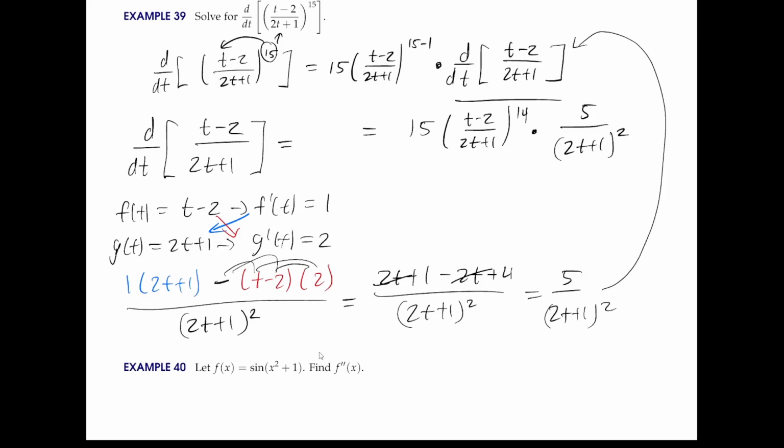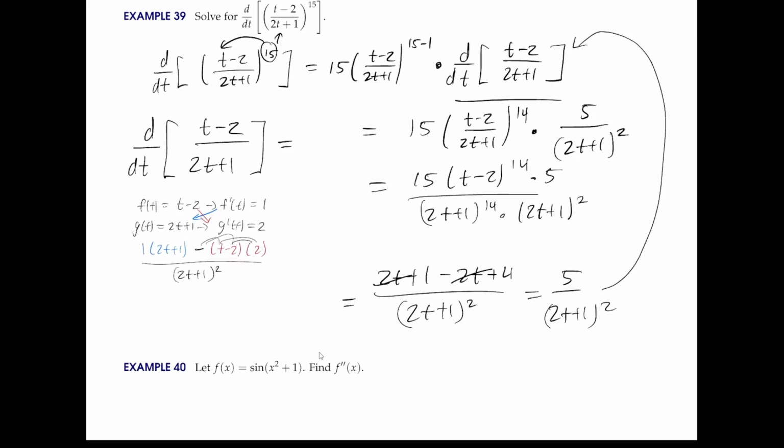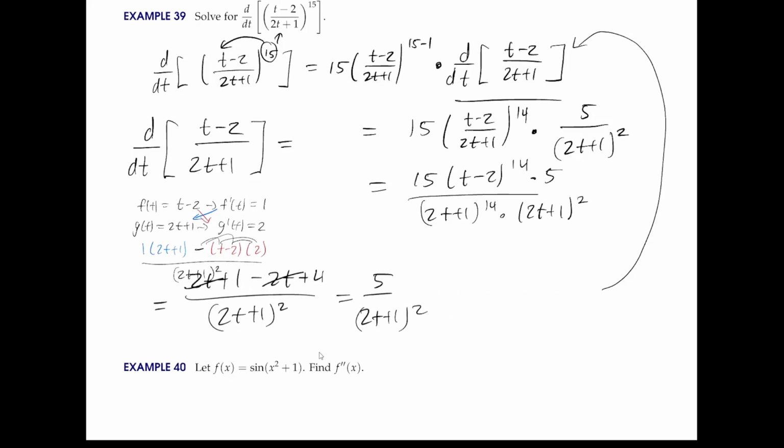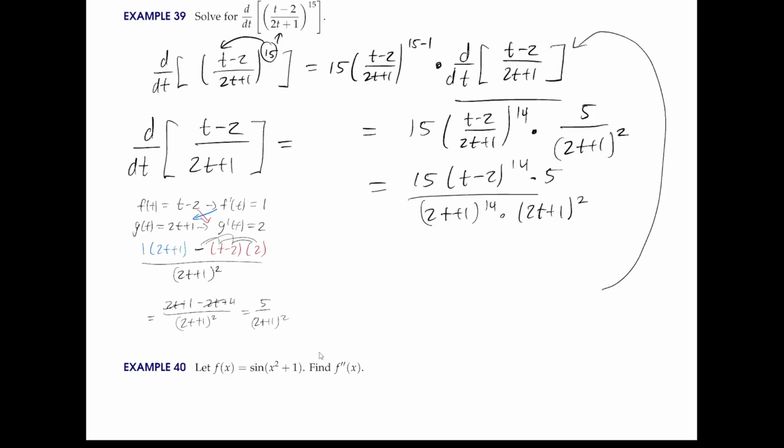Okay, we could clean this up a little bit. You may want to separate this fraction so that it's 15 times (t minus 2) to the 14 times 5 over (2t plus 1) to the 14 times (2t plus 1) squared. Okay. And so that's going to give us a final answer. Let me adjust. I wrote too large one more time. I do this to myself too often. I'm going to go ahead and slide this quotient rule back in its little pocket over here. Sorry, quotient rule, excuse me. And that way I can finish this problem without it interfering. So we'll put this up in here.